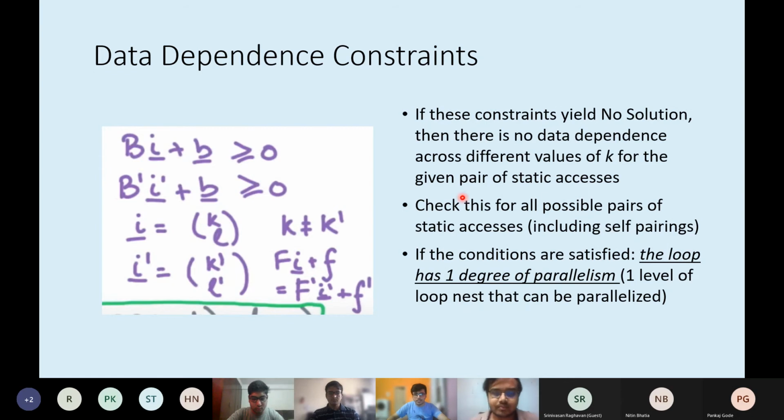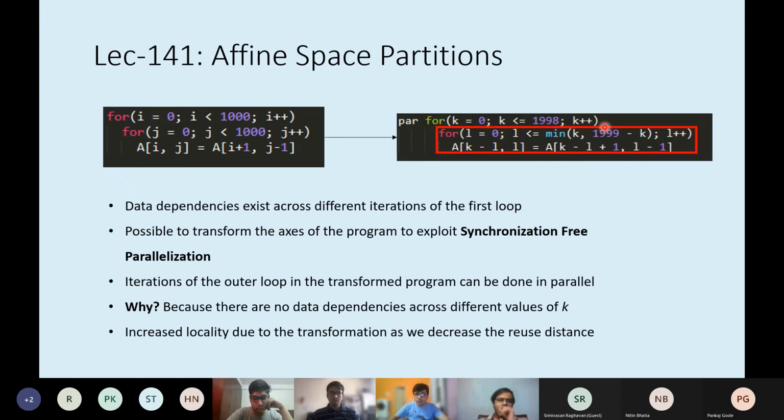For the given pair of static accesses, this constraint just says that those iterations access the same value. And if these constraints yield no solution, then there is no data dependence across different values of k for the given pair of static accesses. And we need to check this for all possible pairs of static accesses where data dependence is possible. This also includes self pairings. So in the previous loop, I need to check it for access A[k-l] and A[k-l] with itself as well.